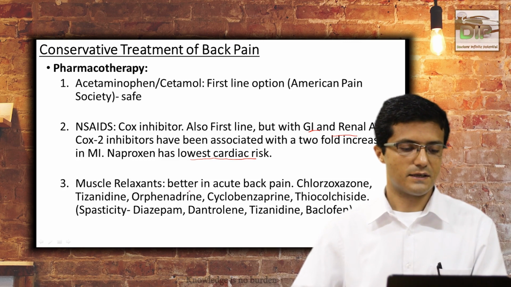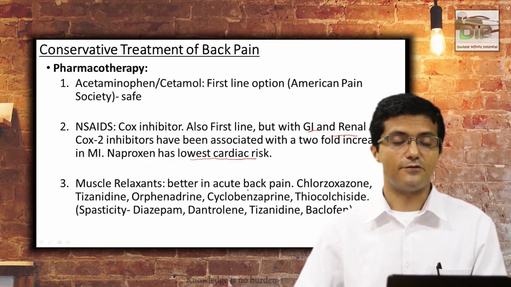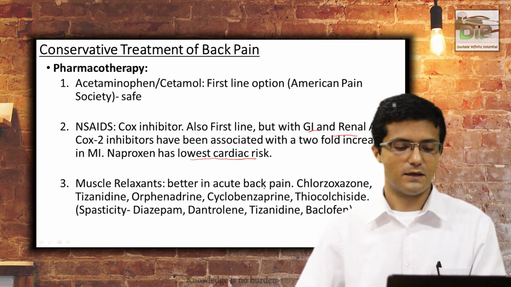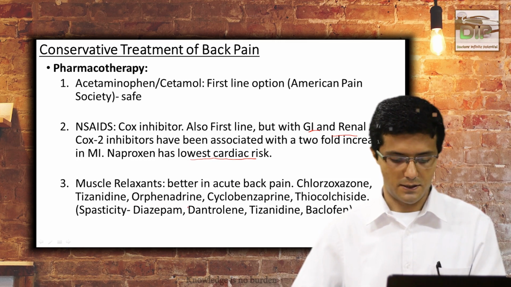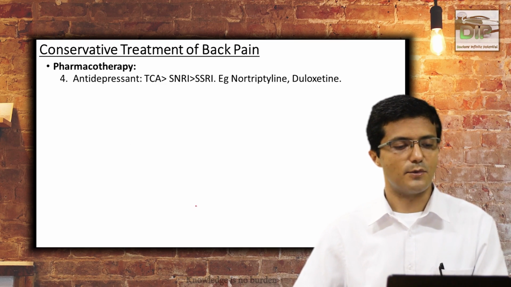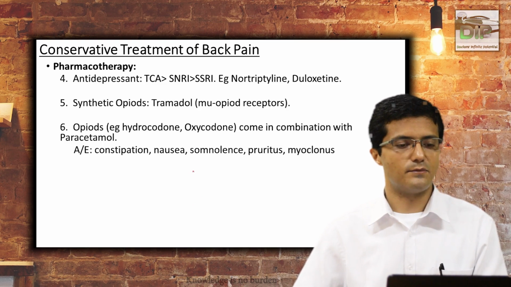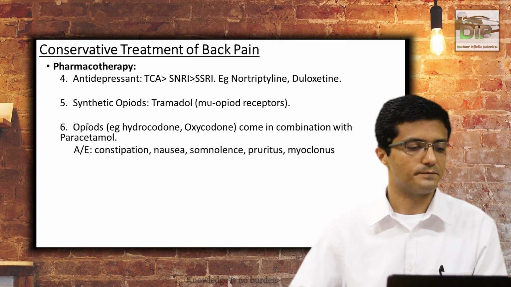The muscle relaxants are better in acute back pain for the relief of muscle spasm in the back. Muscle relaxants like chlorzoxazone and tizanidine, for example, are quite effective for cases with low back pain. The other medicines that are commonly used are antidepressants. The tricyclic antidepressants like nortriptyline, or selective serotonin norepinephrine reuptake inhibitors like duloxetine, or even SSRIs, selective serotonin reuptake inhibitors, can also be used.